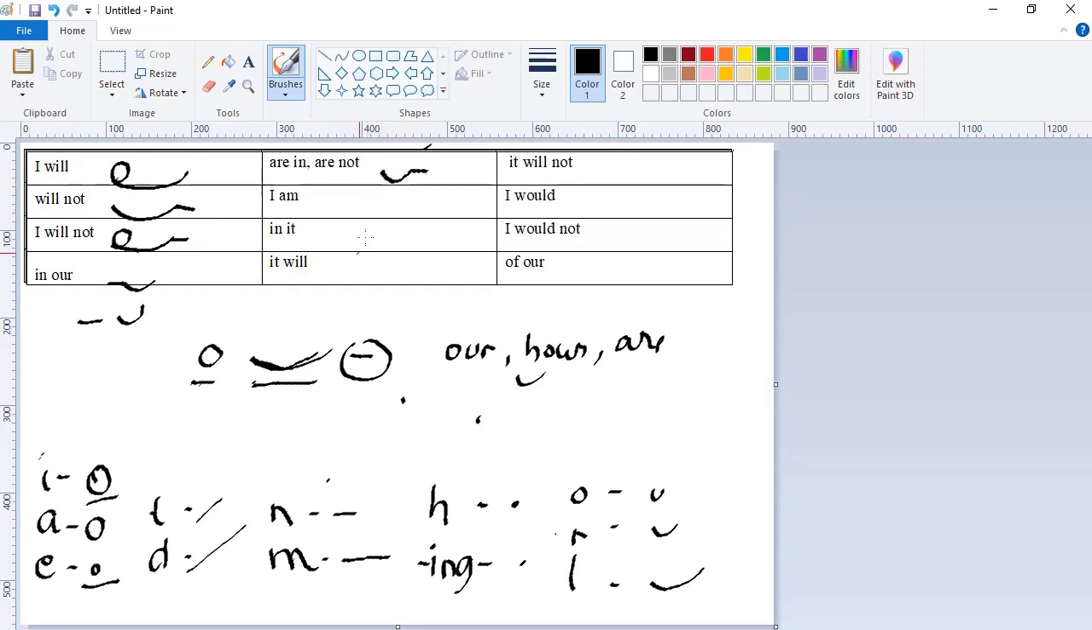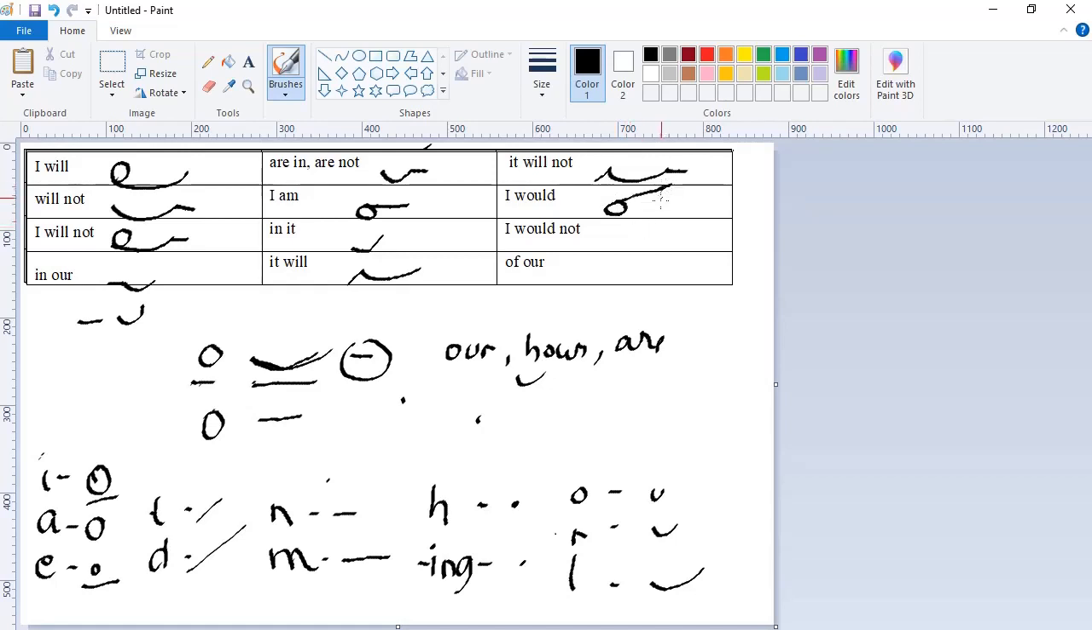I am. We have "am" represented by your M. So now our I and M put together become "am," but that's going to be translated into longhand as "I am." Next, "in it," we have "in, it." "It will." Now, "it will not."